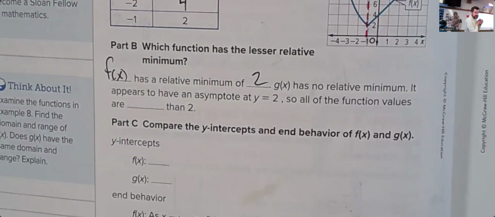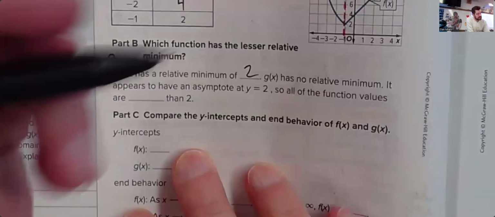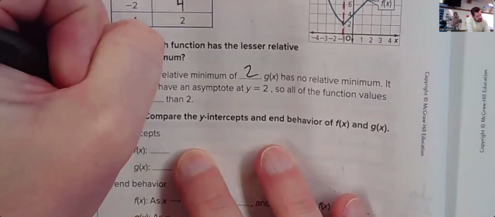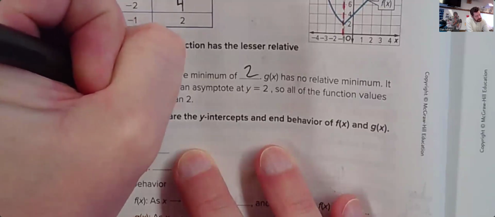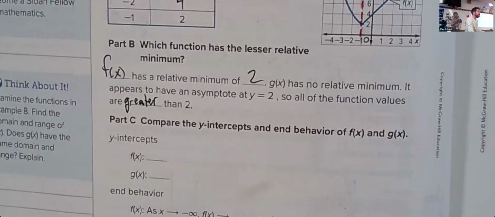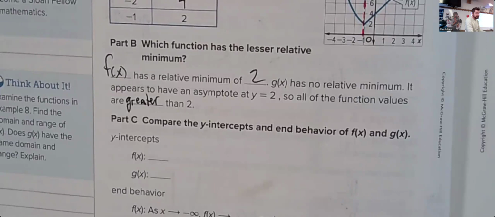G of x has no relative minimum. And that is because it has an asymptote at y equals 2. So all of the function values are greater than 2. Yeah. They're all greater than 2. And you can just see that by looking at the graph.